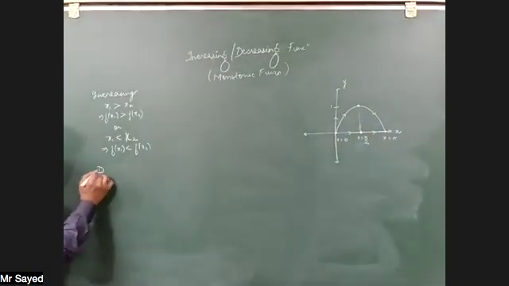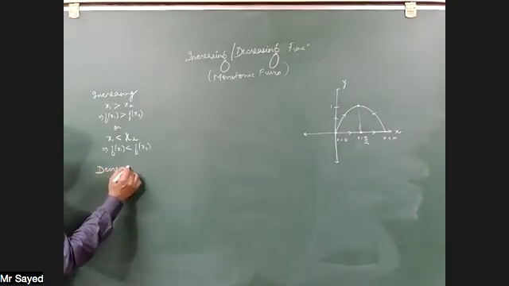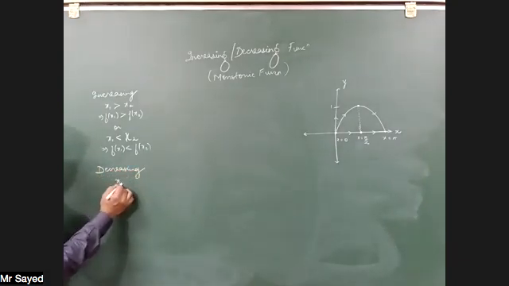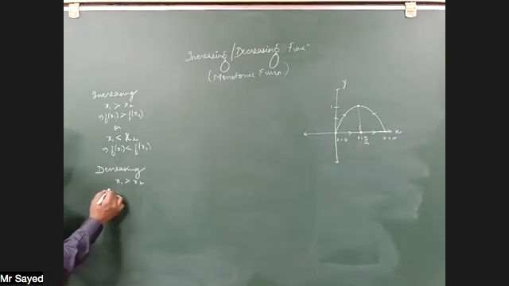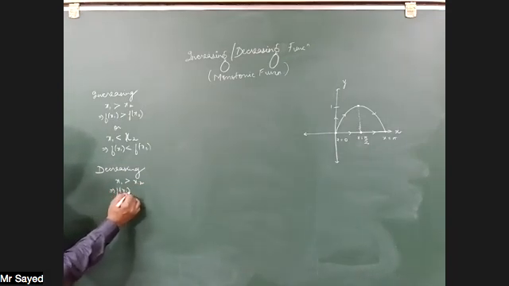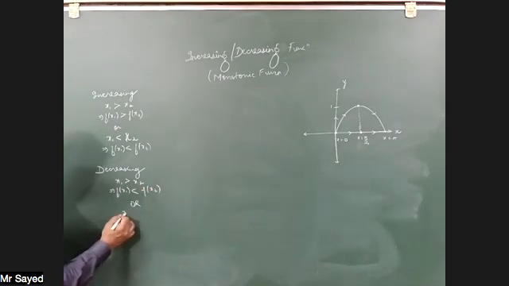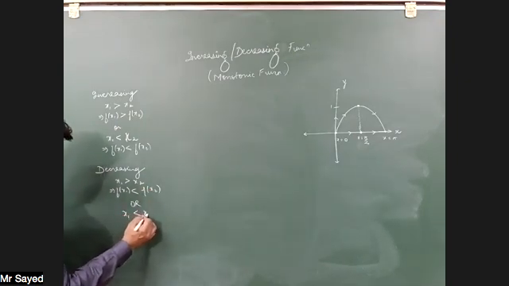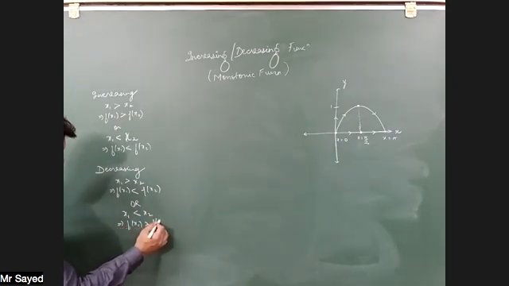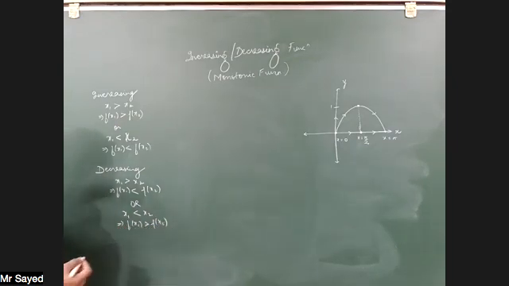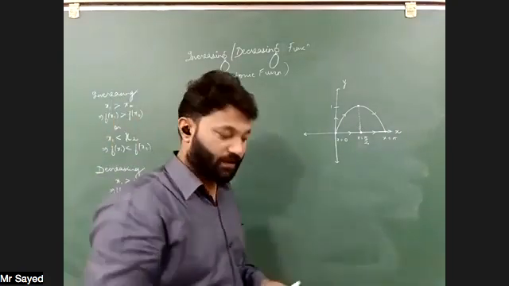So for decreasing function, the simple theory is if x1 is more than x2, it implies that f(x1) is less than f(x2), or vice versa. That means x1 is less than x2 should imply that f(x1) is more than f(x2). So these functions are known as increasing, decreasing functions.